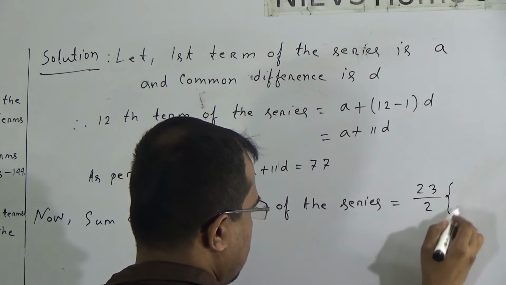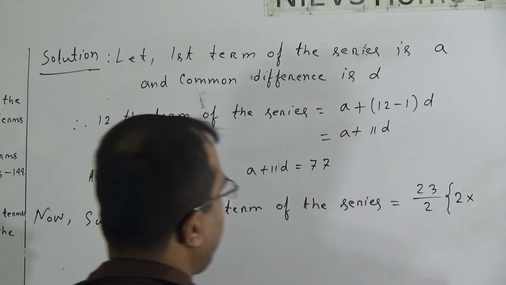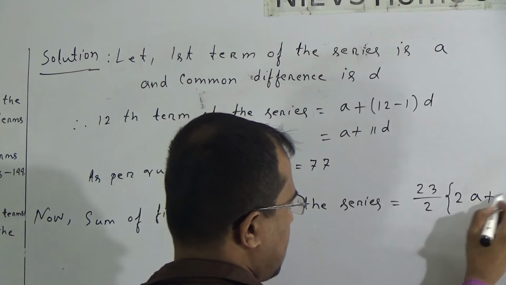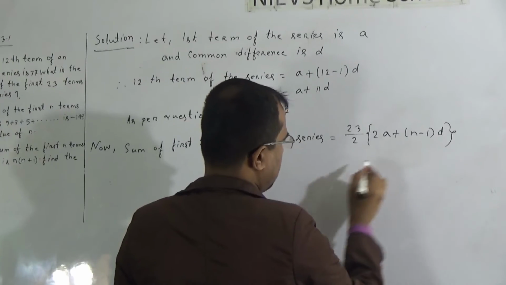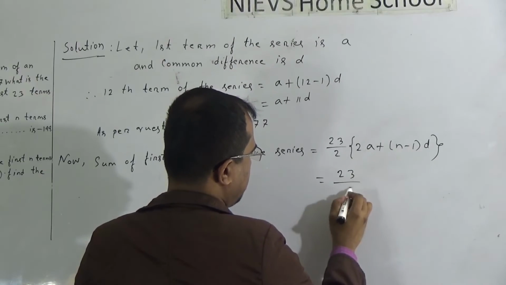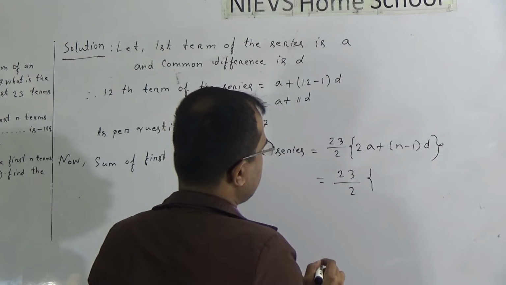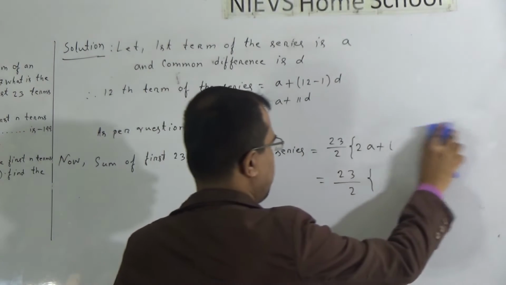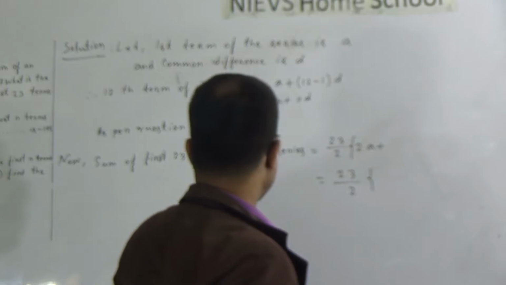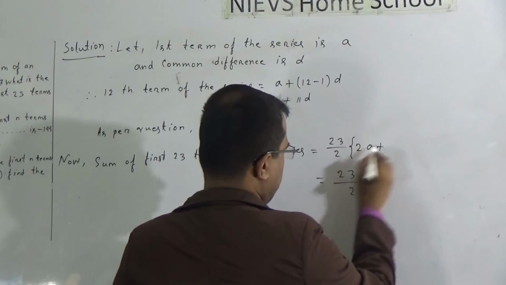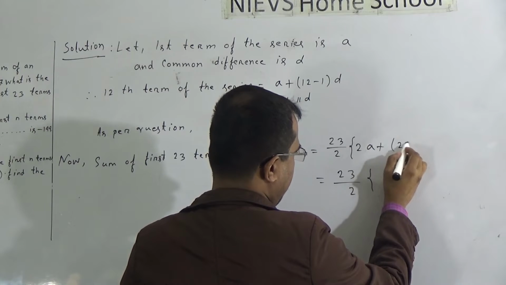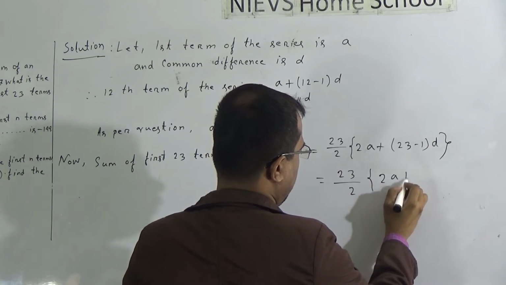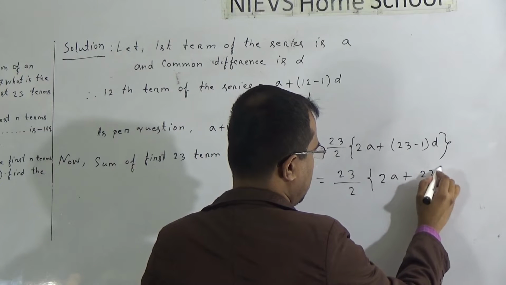23 by 2 into 2a plus n minus 1 into d. Here 23 by 2 into 2a. Instead of n, we have to write here 23 because we have to find out the value of summation of 23 terms. So that n minus 1 into d, that means 23 minus 1 into d, 2a plus 23 minus 1, this is 22d.